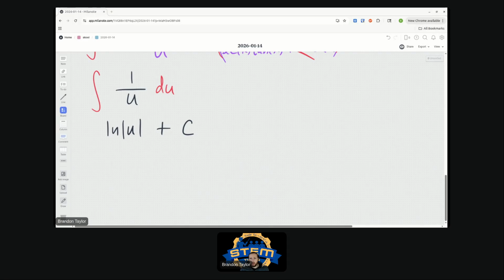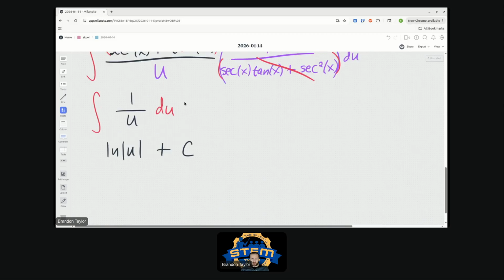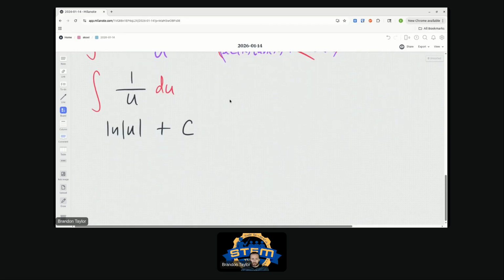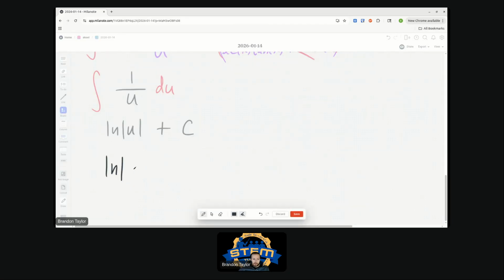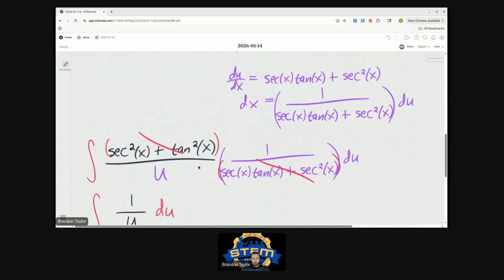That's the question. The way you answer that is, what function, if I took the derivative of it, would equal 1 over x? The answer is natural log of x. The derivative of natural log of x, if you know your derivative rules, is 1 over x. So that's why the integral of 1 over x, or 1 over u, is natural log of u. Hopefully that makes sense. Now what was our choice of u? Secant plus tangent. So long story short, the final answer here is natural log of secant x plus tangent x plus c.